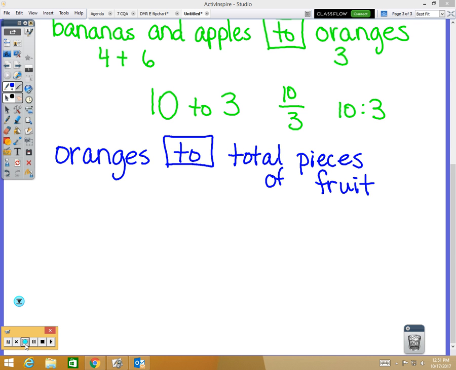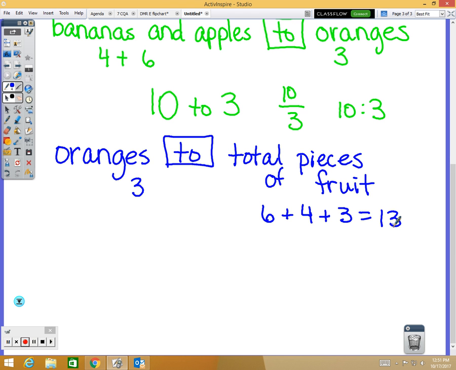So how many oranges do we have? 3. Now, total pieces of fruit. So we had 6 apples plus 4 bananas plus 3 oranges. How many total pieces of fruit are there? 13 total pieces of fruit. So we had to find that information before we were able to write our ratio.